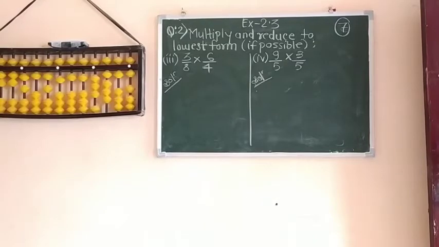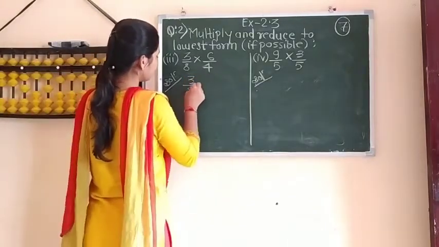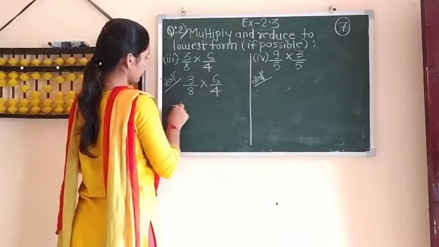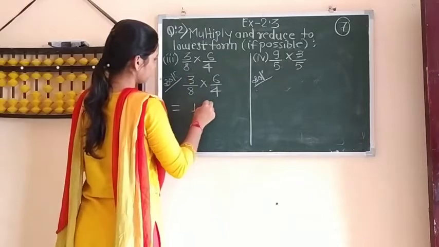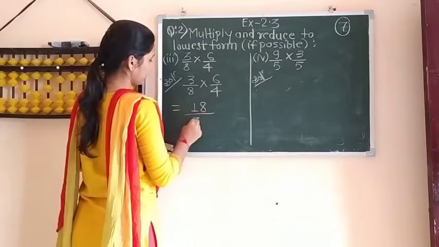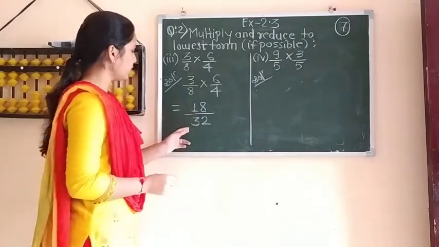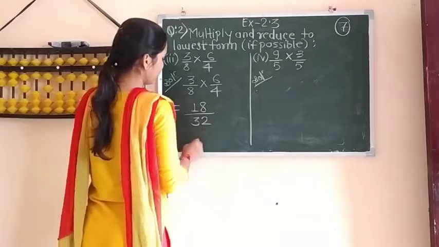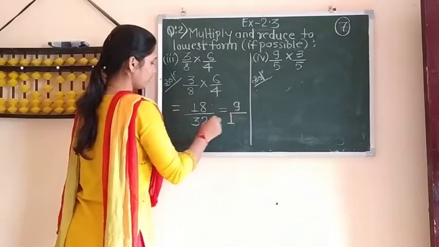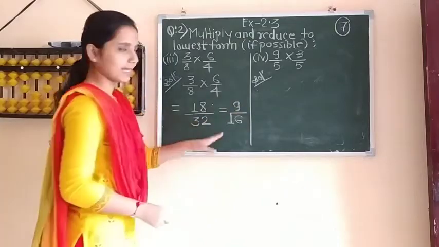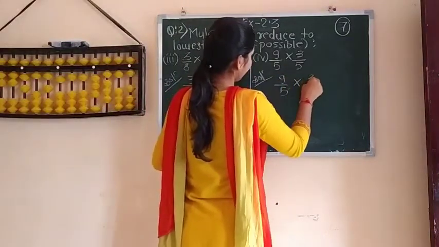Now next, that is the third one. 3 by 8 multiplied by 6 by 4. So write it as it is. Now solve this. Multiply numerator by numerator. 3 sixes are 18 and 4 eights are 32. Now check whether you can reduce it to its lowest form. Yes, because numerator and denominator both are divisible by 2. So divide both by 2. 2 nines are 18 and 2 ones are 2. 1 remains, 2 sixes are 12. So 9 by 16.